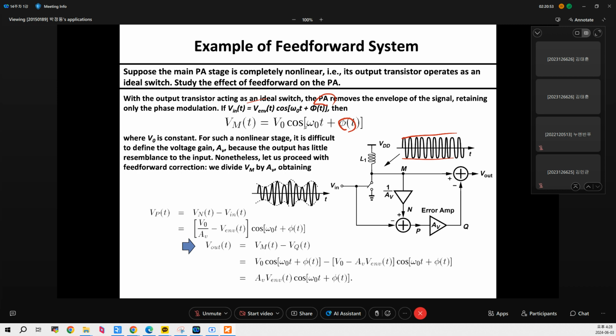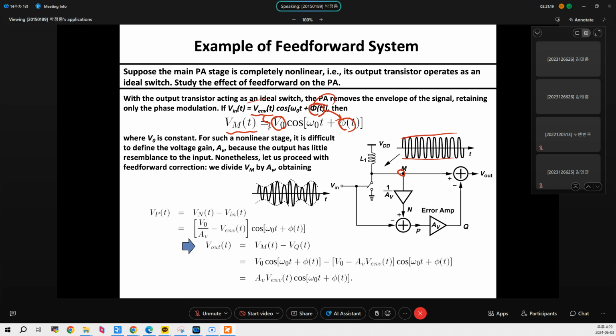So if Vin is V envelope cosine(omega t plus phi t), then the output must be this, right? At this point, Vm, V0 cosine(omega0 t plus phi t). Phi t is resolved, but the V envelope is distorted to V0, right? All right. So what happened to the feedforward system?